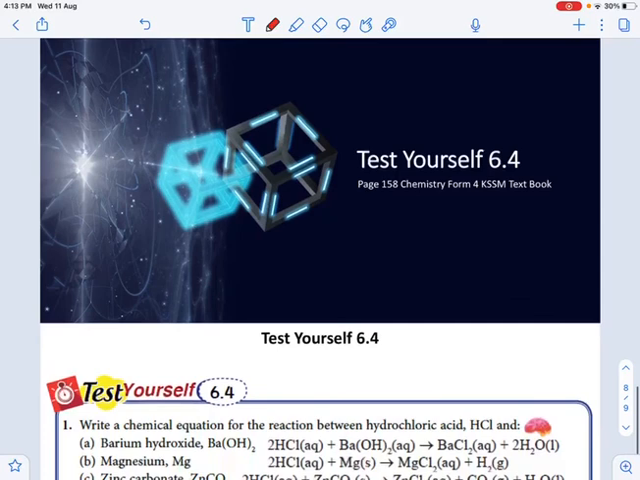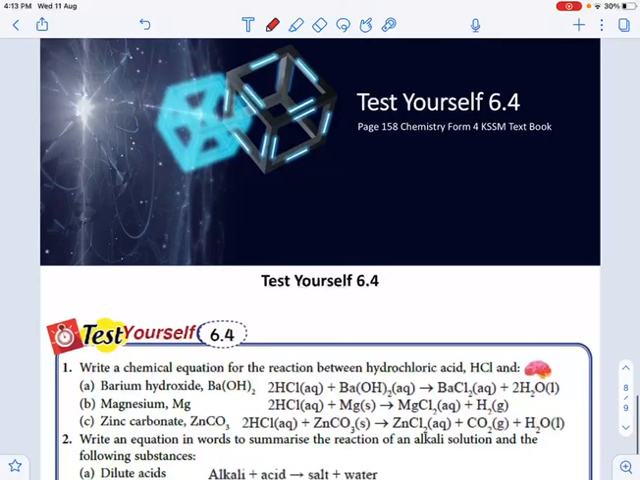Alright, so please answer Test Yourself 6.4, page 158, Chemistry Form 4 KSSM textbook.